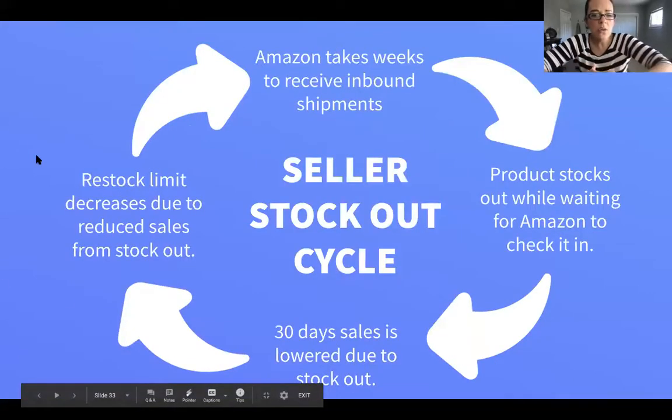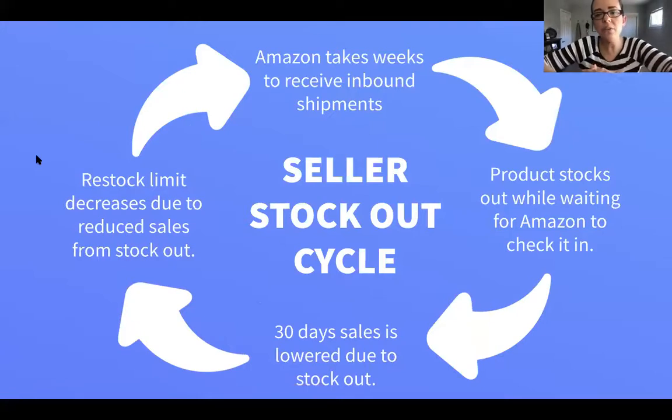All right, let's talk quickly about the seller stock out cycle. So this was something that everyone got to know really well during this last holiday season. So Amazon takes weeks to check in your inbound shipments. Then your product stocks out while waiting for Amazon to check it in. And then they're looking at 30 days of sales. They're not using an adjusted velocity like we are. They're looking at total number of sales. So the way that they're calculating the restock limits is actually with a fallible calculation. Their logic is not right.